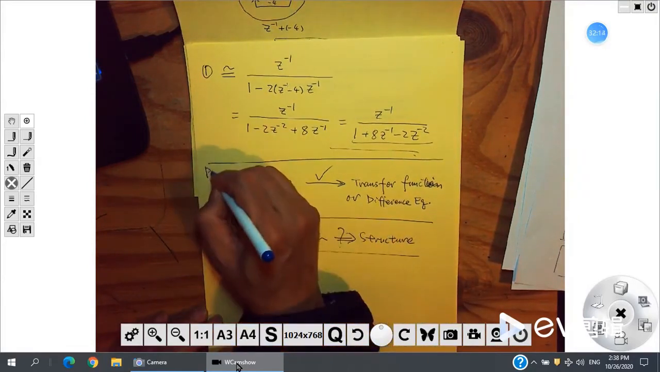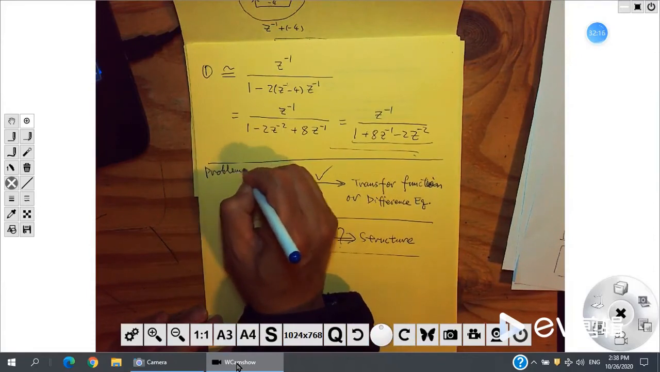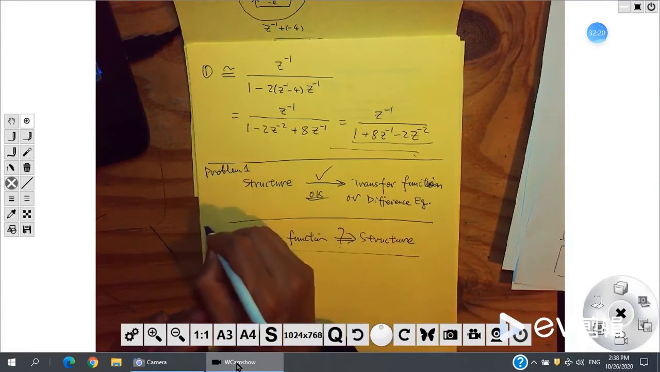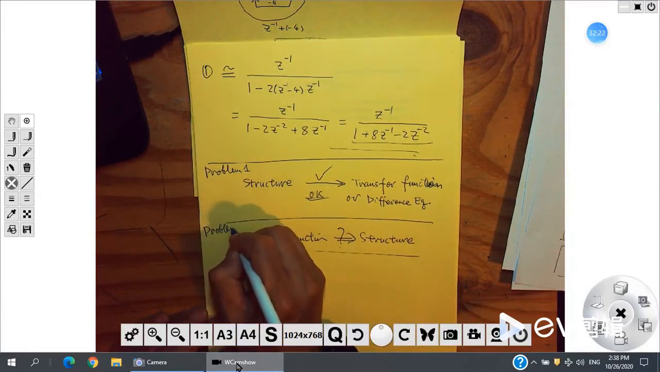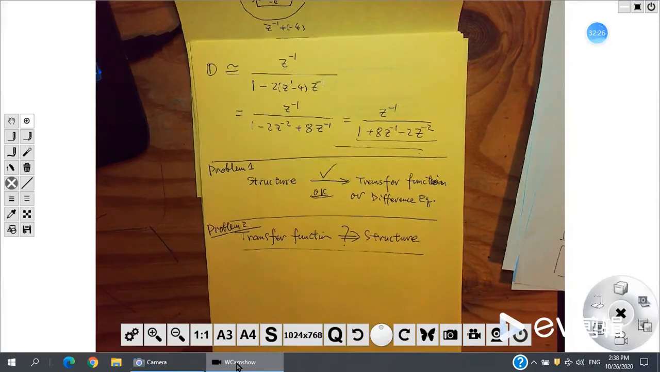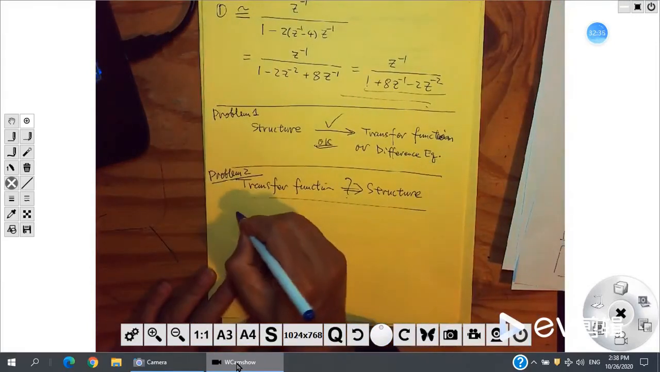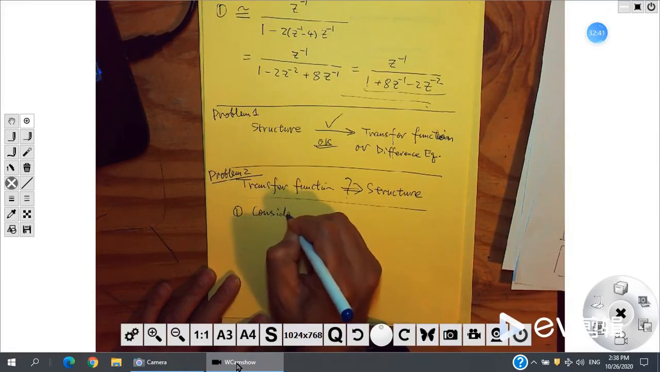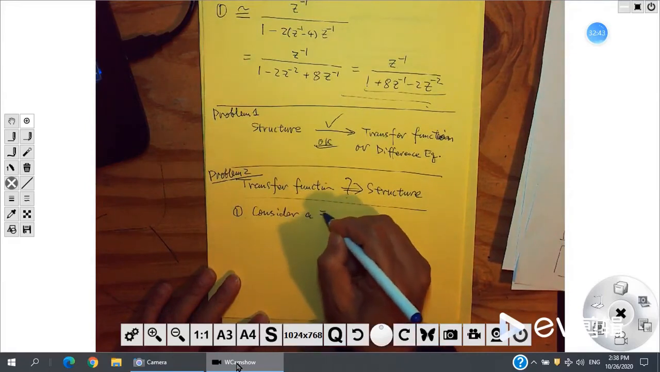Problem 1. Okay, we know how to do it, right? Now problem 2. Suppose you have a transfer function. How to give a structure? Here we need two basic things. So first one, we consider the case. Consider FIR filter.